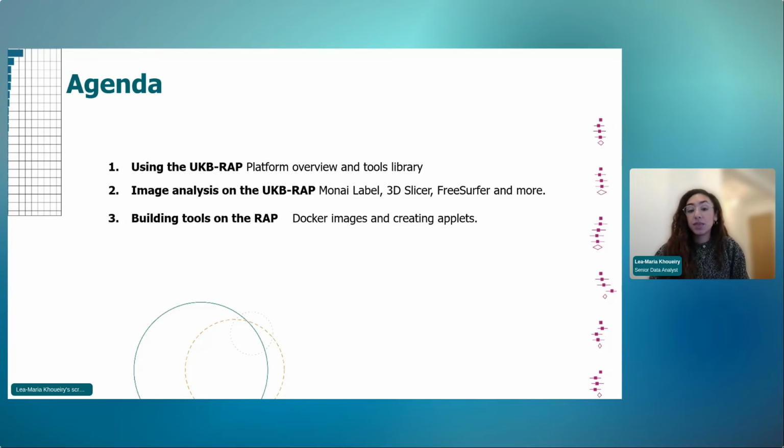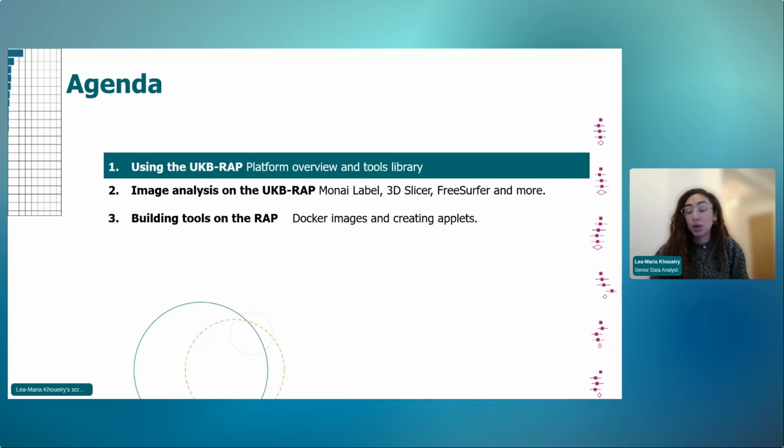This is a brief agenda of what we're going to cover today. First, we're going to start with an overview of the platform and the tools available in the UKB-RAP. Next, I will walk you through the imaging analysis that you can perform on the RAP, and this includes using 3D Slicer and Monai Label. And finally, we will look at how you can build your own tools on the RAP and share them with others.